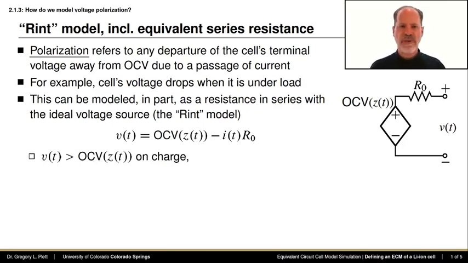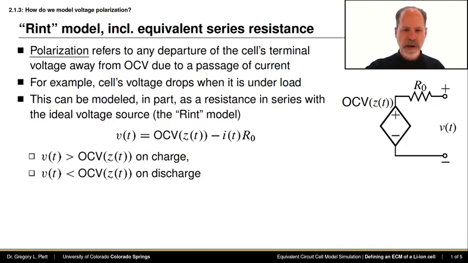Now, if you look at this equation and think about it a little bit and remember that electrical current is considered to have negative sign when we're charging the cell and positive sign when we're discharging the cell, then this equation really begins to make sense. You'll see that the voltage at the terminals of this cell is greater than the open circuit voltage when we're charging, which is what we expect. And you will also notice that the cell terminal voltage is less than open circuit voltage on discharge.